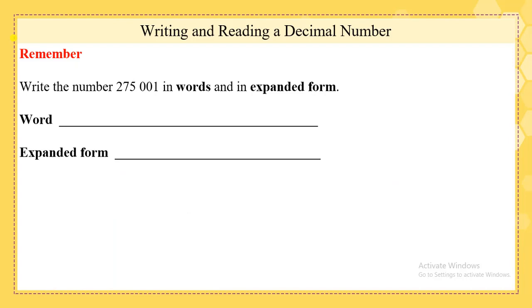We will remember first what we took in Chapter 1. Write the following number in words and in expanded form as we learned. In words it is 275,001. In expanded form it is 200,000 plus 70,000 plus 5,000 plus 1.